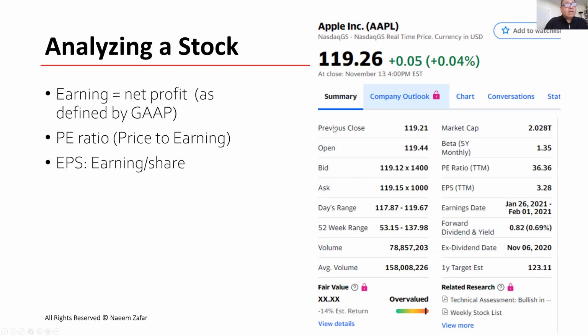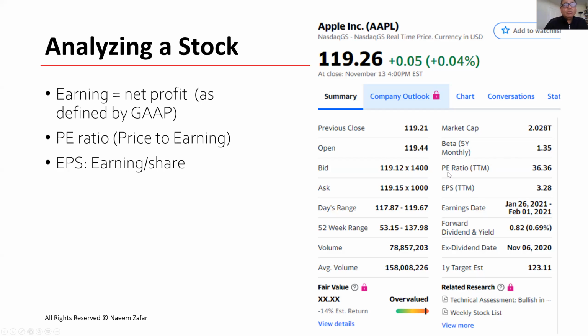So it tells you the stock previous close yesterday at $119.21, market cap, which is if every stock could be bought at this price, how many dollars would it take? 2 trillion. Beta is an index of volatility. High beta means more volatility, less than 1 is less volatile. 1 is like the default. So some boring company like PG&E will be less than 1 because it's the same electricity, same home, same thing, so it'll be less than 1. And this is a little bit higher than 1.